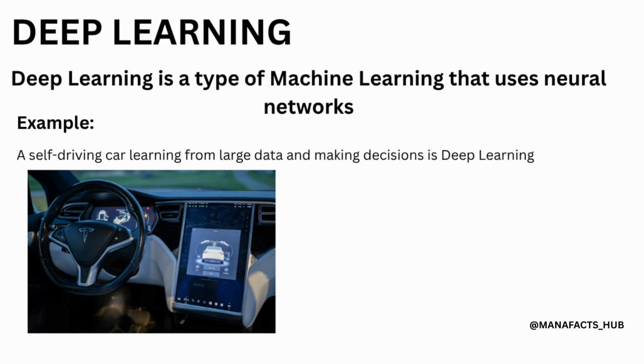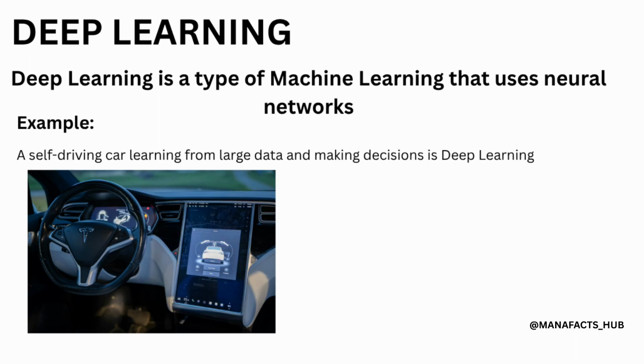Okay, then let us move to the next advanced learning, which is deep learning. Deep learning is a type of machine learning that uses neural networks. For example, a self-driving car learning from large data and making decisions is called deep learning.